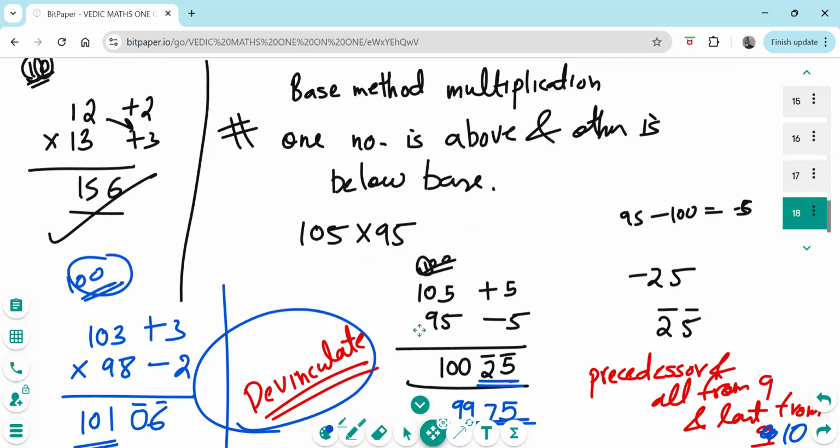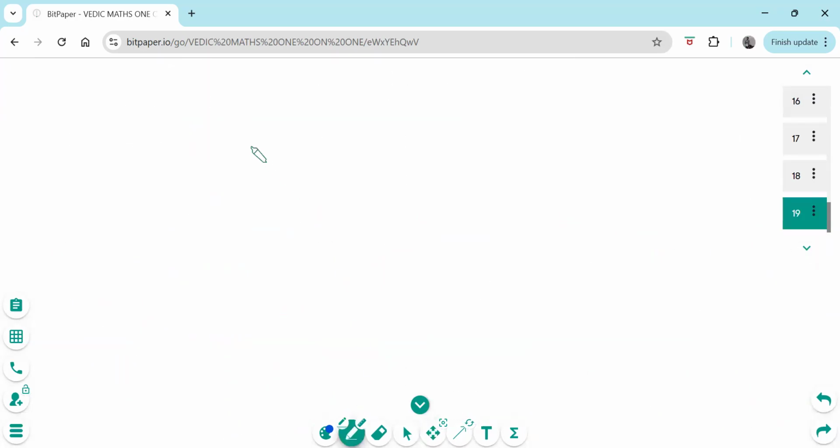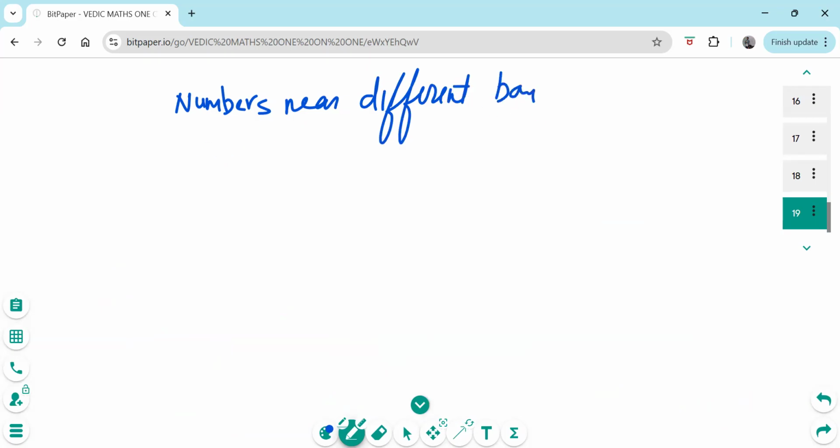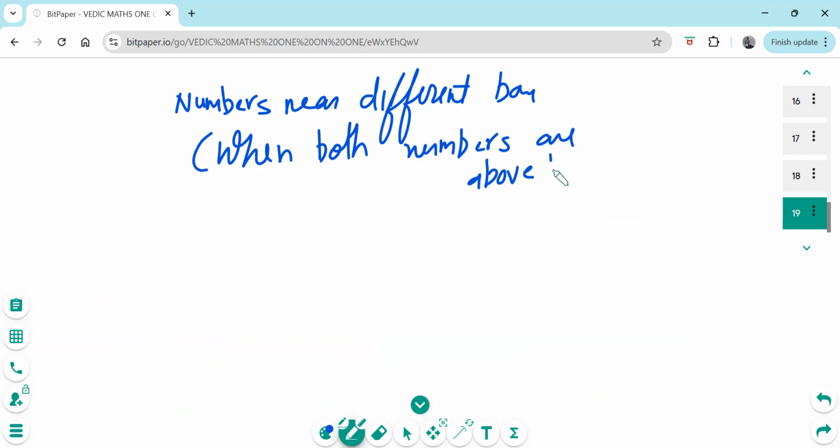Well, what if both are near different bases, right? Here both were near 100, above or below. What if numbers are near different bases, meaning one is near one base and the other is near something else? So the first one will be when both numbers are above the base. My handwriting, please, I know.